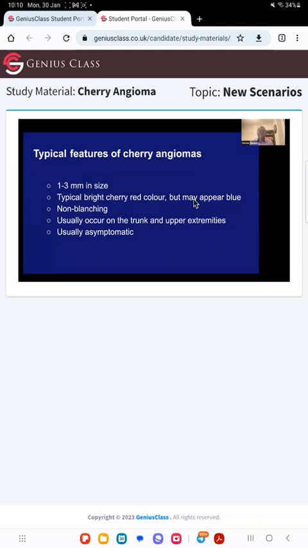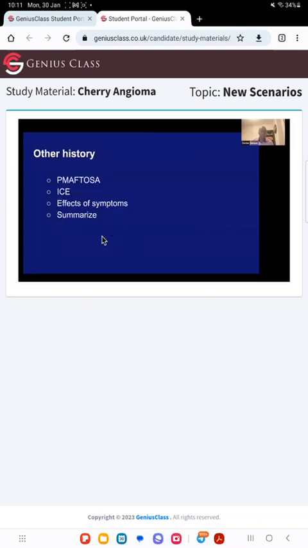They may appear a little bit bluish in color, these cherry angiomas. They are non-blanching, usually occur on the trunk and the upper extremities. So initially, for this particular patient, it was mainly on the chest and the abdomen, and now it has spread to the upper extremities. And usually, the cherry angiomas are asymptomatic. The lesions are there, but they do not cause any symptoms. In particular, we're talking about bleeding, itching, pain. They do not cause those particular symptoms.